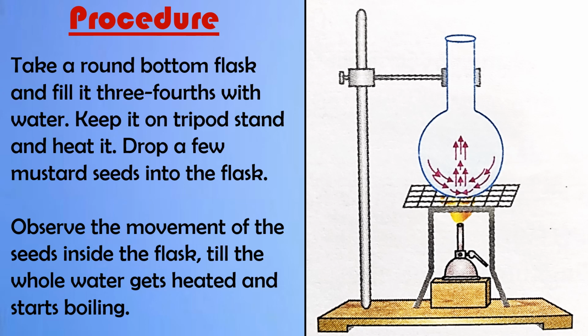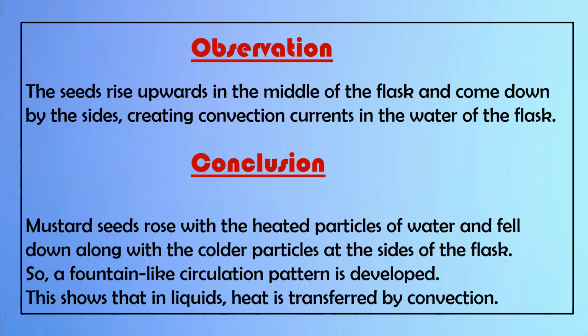Drop a few mustard seeds into the flask. Now observe the movement of the seeds inside the flask till the whole water gets heated and starts boiling. What do you observe? You will observe that the seeds rise upwards in the middle of the flask and come down by the sides, creating convection currents in the water of the flask.